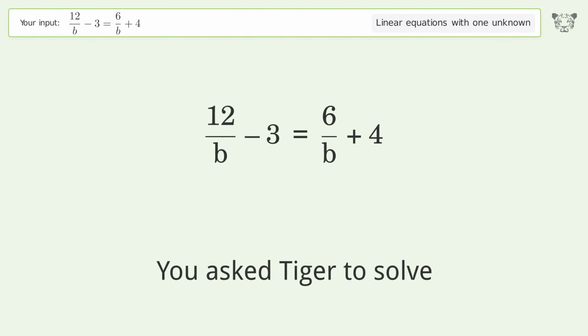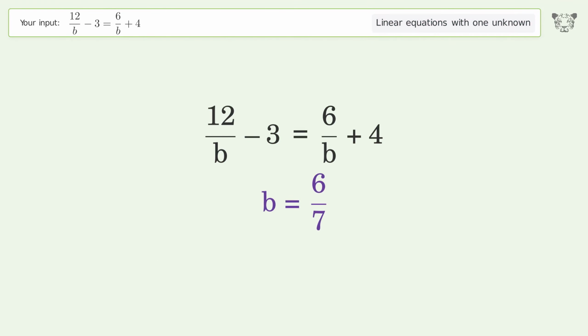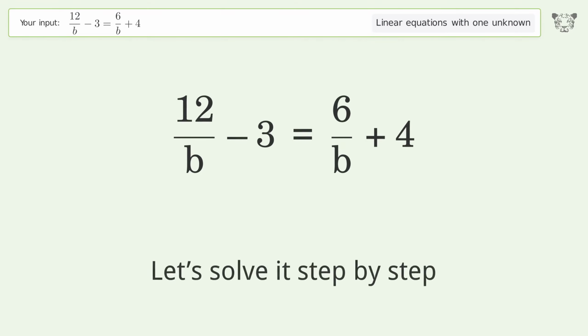You ask Tiger to solve this. This deals with linear equations with one unknown. The final result is b equals 6/7. Let's solve it step by step.